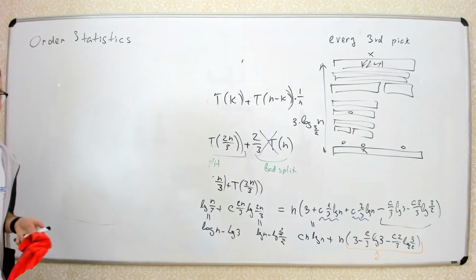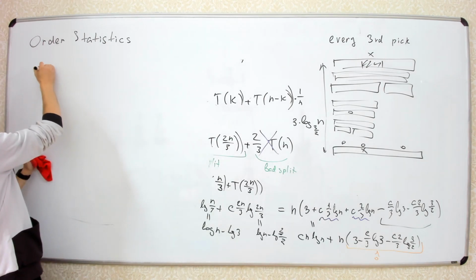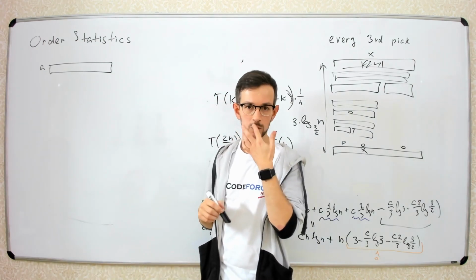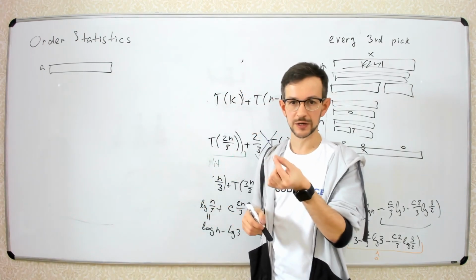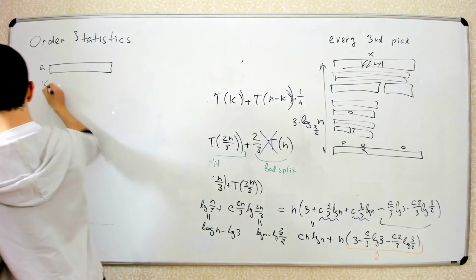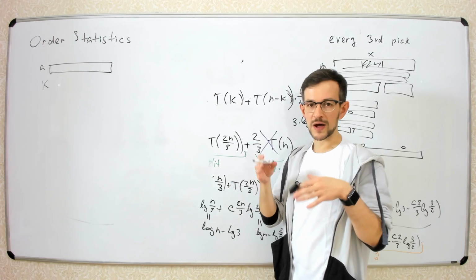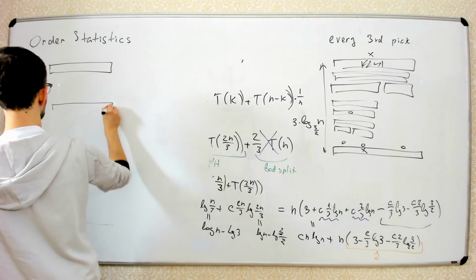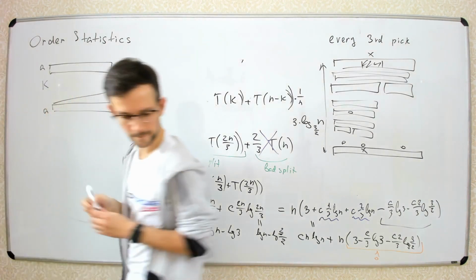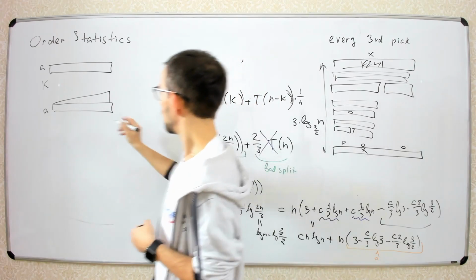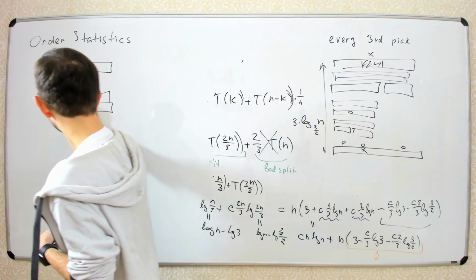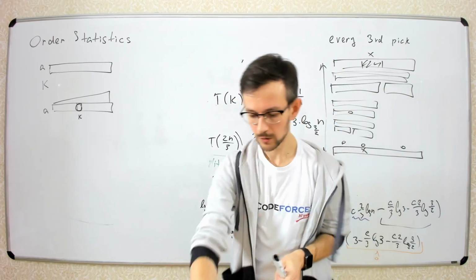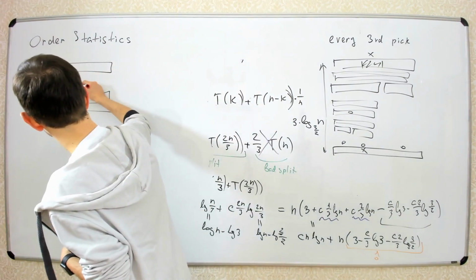We have the following problem. You're given some array and an index k, and you need to find the element of index k in the sorted array. So if you sort this array and pick the element at index k, that is the element you want to find. This is the order statistics problem.